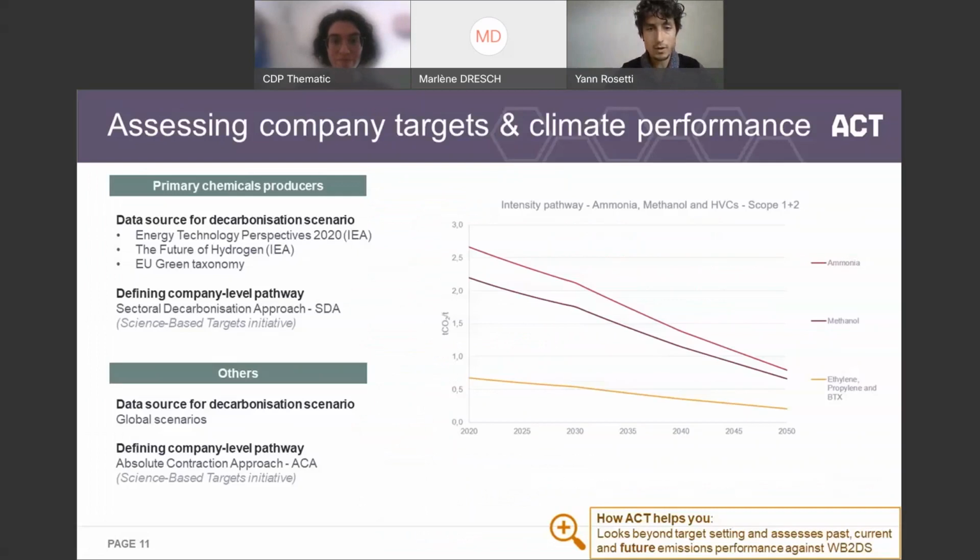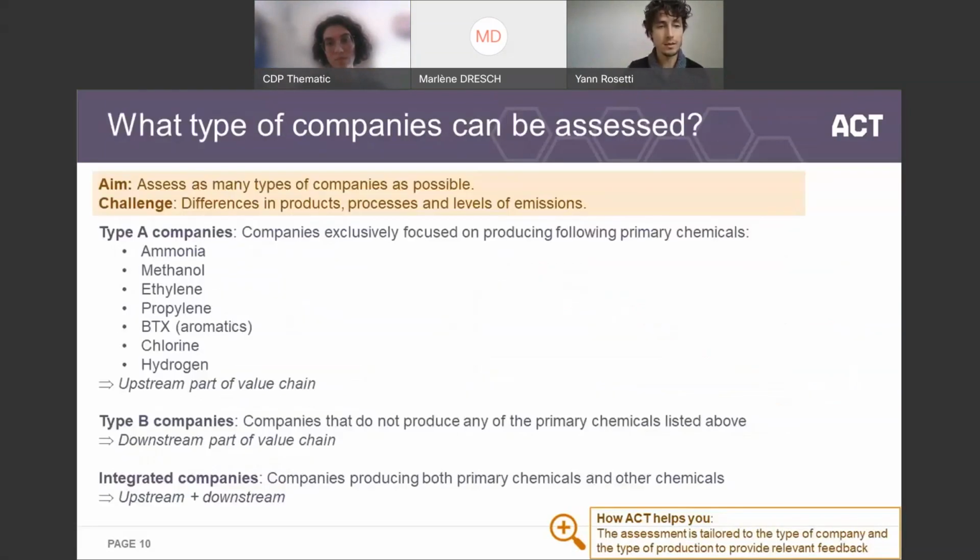Yeah, so far, as we just said, we are mainly using the data from the International Energy Agency. So, for instance, with the 2 reports that are presented here, the ETP 2020, the most recent one, and the Future of Hydrogen. With these we were able to plot our own SDA for the primary chemicals we just listed in this slide, from ammonia to hydrogen.